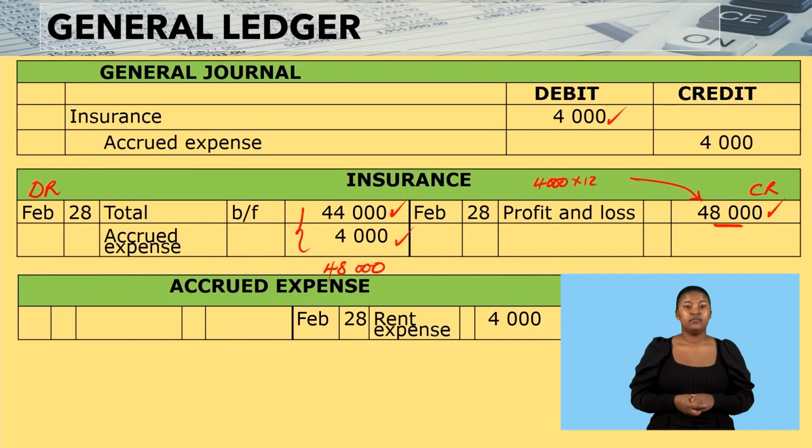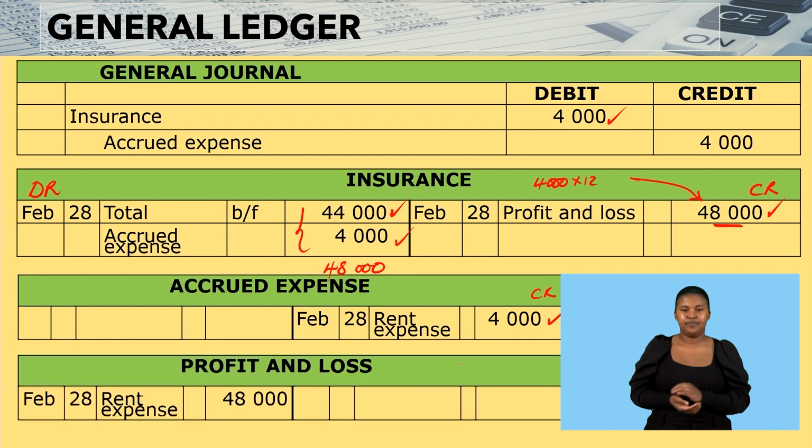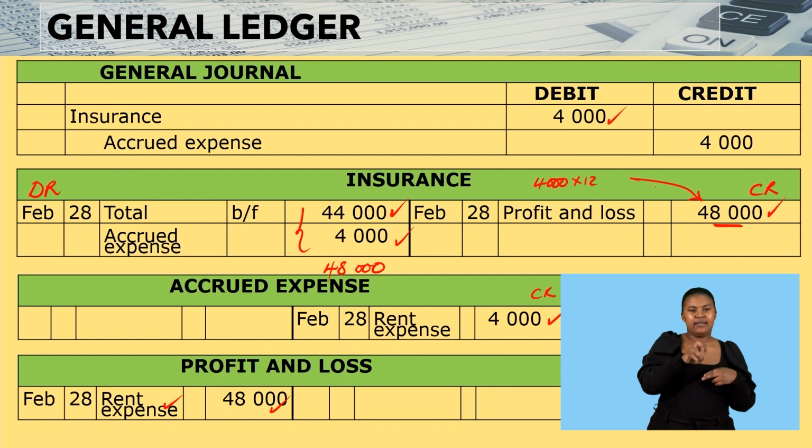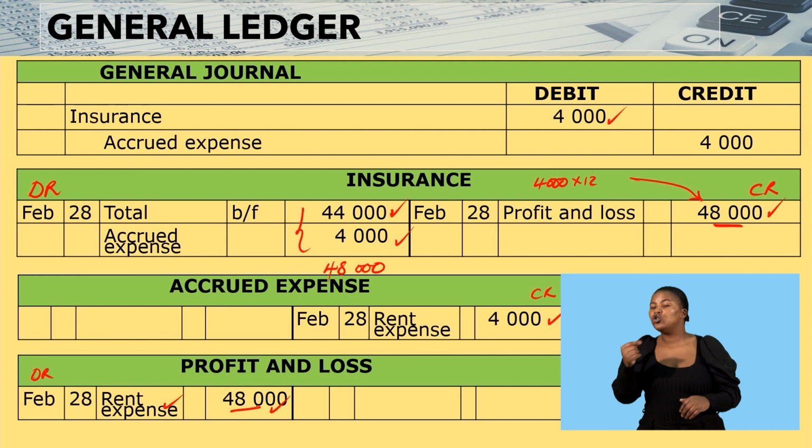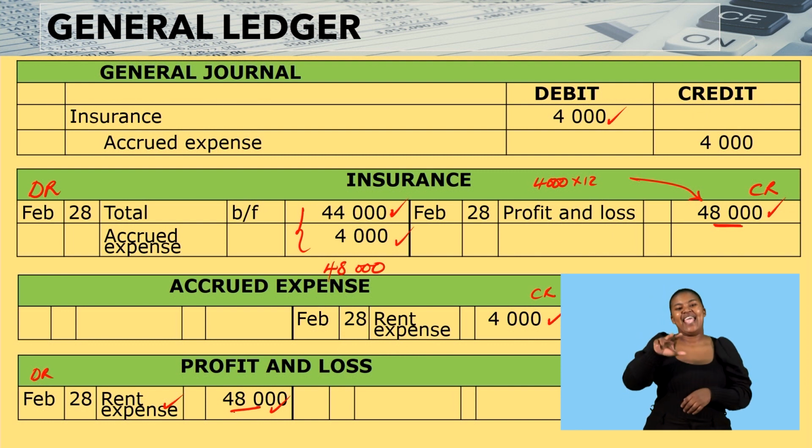Here is your 48,000. Now, in my accrued expense, I'll then come to the credit side and I'll say insurance expense, and it is 4,000. And then I'll come now to my profit and loss. In my profit and loss account, remember, it is an expense, so I'll debit it in my profit and loss. Then I'll say insurance expense, I'm bringing the 48,000, and I'm also completing double entry because in this account, I credited the 48,000. So when I come here, I would then debit the 48,000 in my profit and loss account.